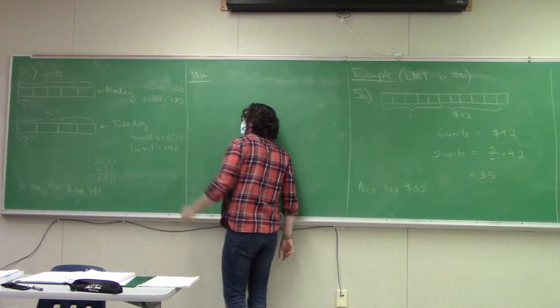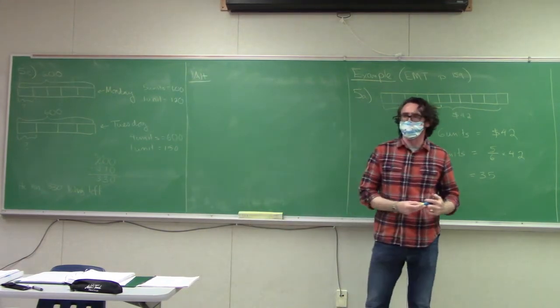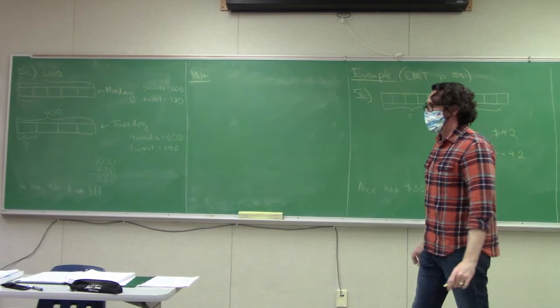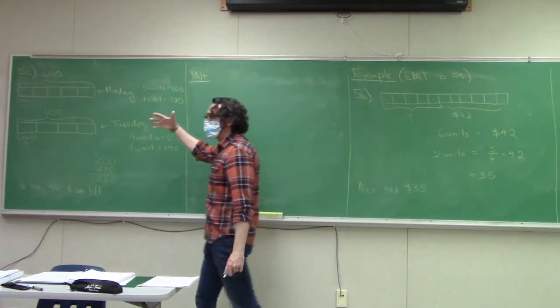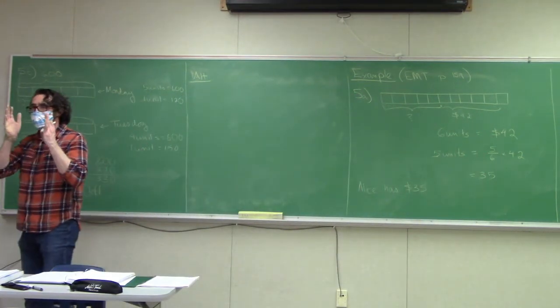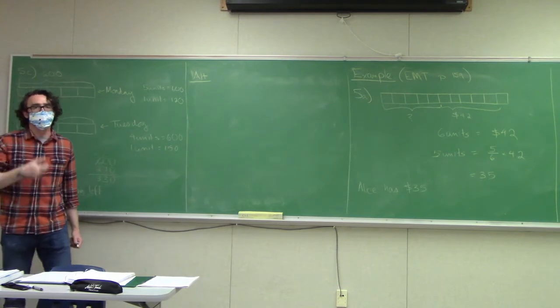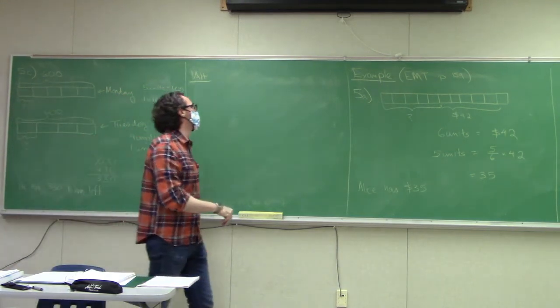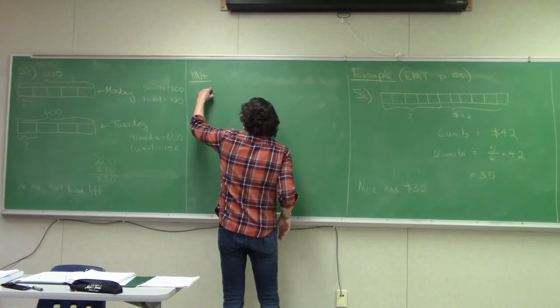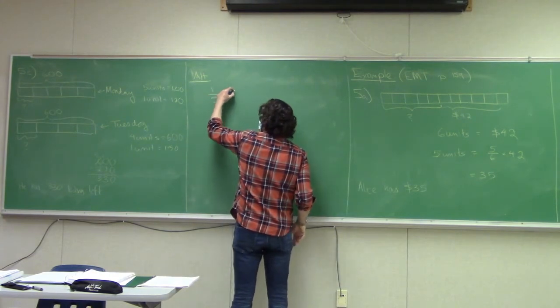Now here's an alternate way of doing it. Okay, so we're talking about fractions of the shipment that have been sold. So on Monday, you sell 1/5 of the shipment. On Tuesday, you sell 1/4 of the shipment.